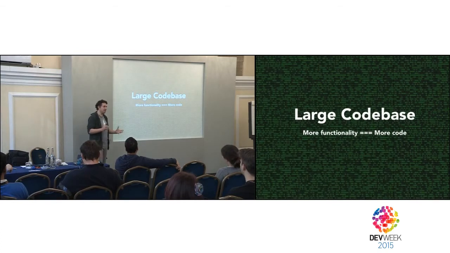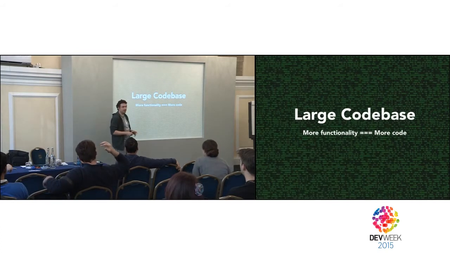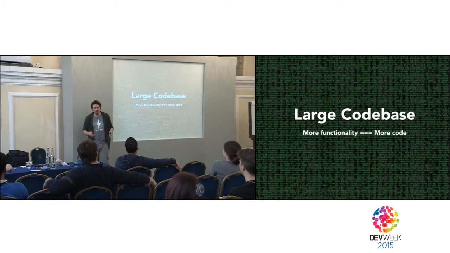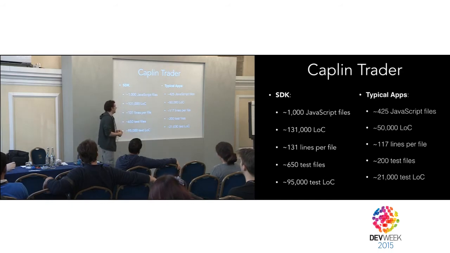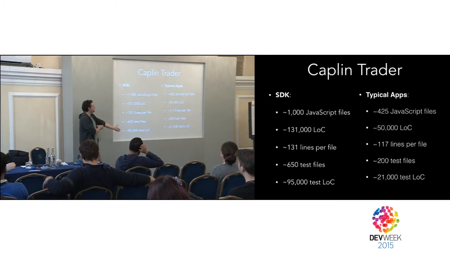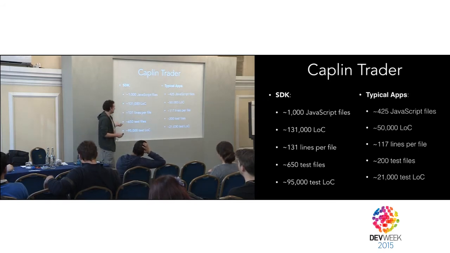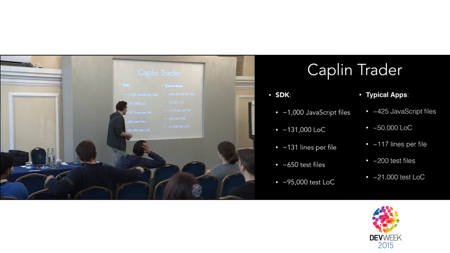I don't know how good the developers are, and I know it's great to create succinct and elegant code, but the more features you add to an application, the larger your code base is going to be. There's no getting away from that. So you're going to have a very large code base. Kaplan Trader is actually an SDK that specific applications are then built on top of. And the SDK itself, from a snapshot taken probably a year ago, is around 1,000 JavaScript files and 131,000 lines of code.